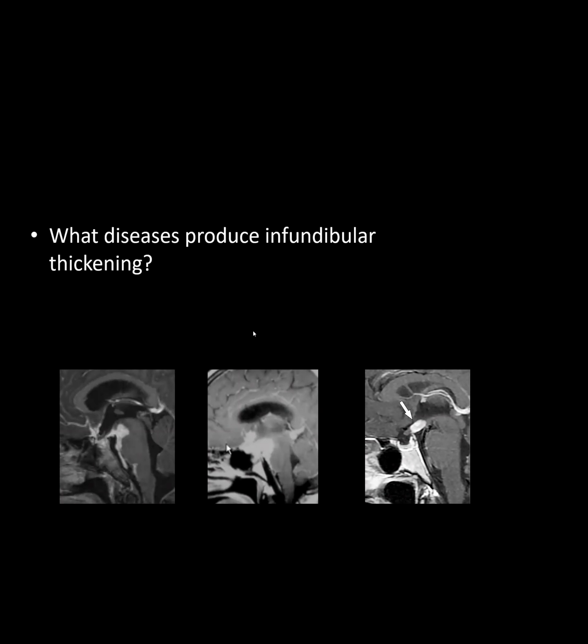Since we're talking about this topic, there are three broad categories of things that can give you infundibular thickening. One of them is granulomatous disease, like sarcoid and TB. Can you give me two other causes, two other broad categories? Okay. Well, my broad categories would be malignancy, sure, and infection.